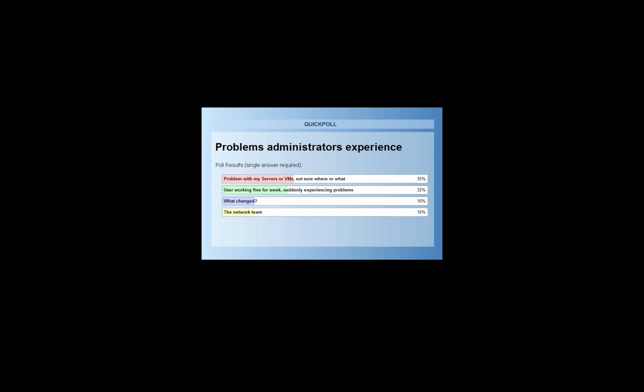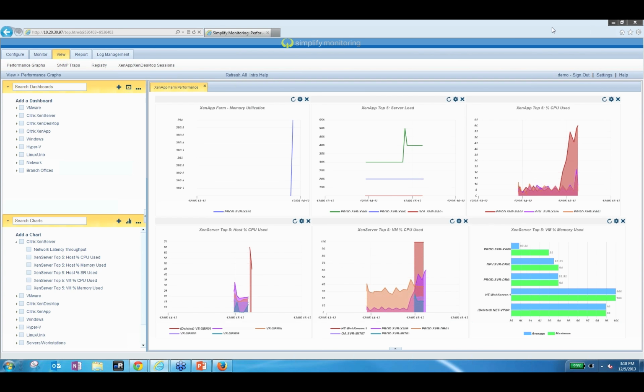And then Raja, go ahead and share your screen again, please. And there we go. 35% problems with my servers or VMs, but where and what? 32%. Only 16% of what's changed. That's good. And network team 16%. That's good too. We got synergy within our environment. So let's, Raja, go ahead and let's do the demo.